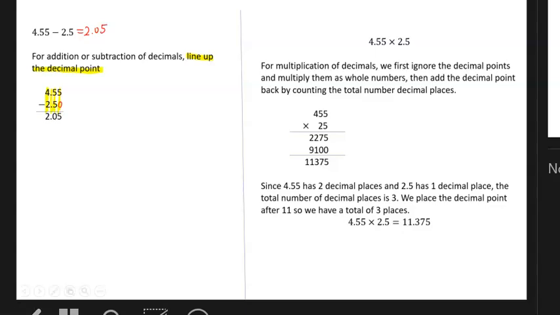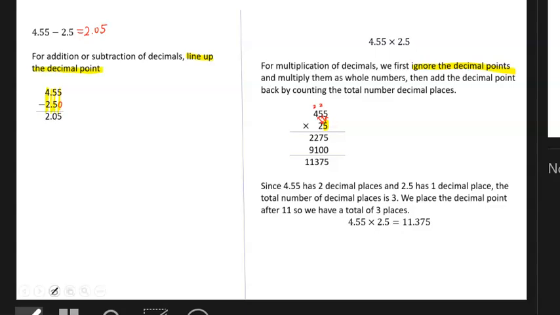Now to do multiplication, we don't need to line up the decimal point. What we do is first ignore the decimal point. We're just going to multiply them like whole numbers. For example, here, 455 times 25. So we first multiply 5 with 455. 5 times 5 is 25. And 5 times 5 is 25 plus 2, that's 27. And then 4 times 5 is 20, and 20 plus 2 is 22.